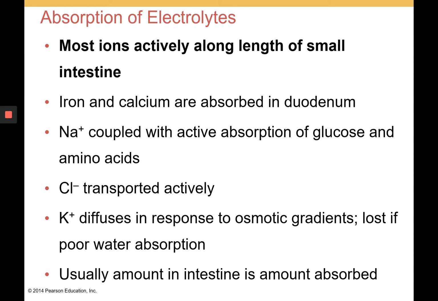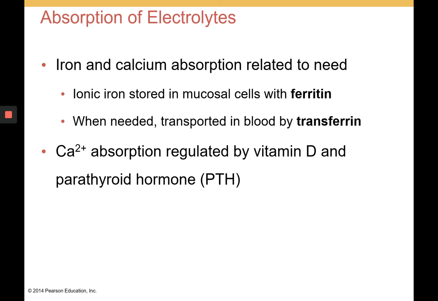And some electrolytes are absorbed. Most are absorbed in the small intestine. Only the remaining ions that make it to the large intestine may be absorbed. Commonly, that would be sodium and chloride. And then iron and calcium absorption is going to be related to need. So if we don't need it, it remains in the large or small intestine and is ferried out of the body. Calcium absorption is going to be regulated by vitamin D and parathyroid hormone. Calcium absorption is one way to allow for the processing of vitamin D into calcitriol, or its active form.